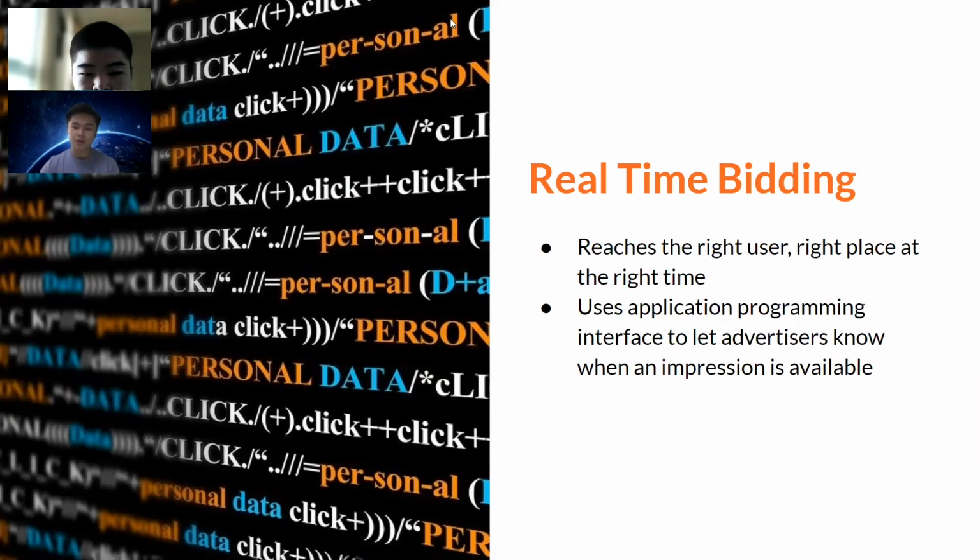Back to the topic of technology, we have something called real-time bidding now. This is how a company targets the user so well that it reaches the right user at the right place and at the right time. This also lets programmers charge businesses for the impressions that they can reach. An impression is basically when a piece of advertising or marketing reaches the consumer.